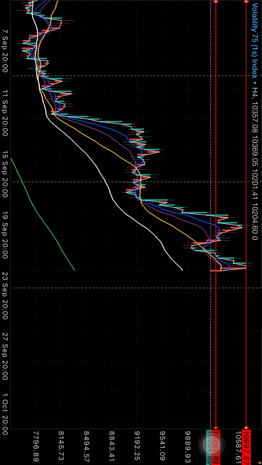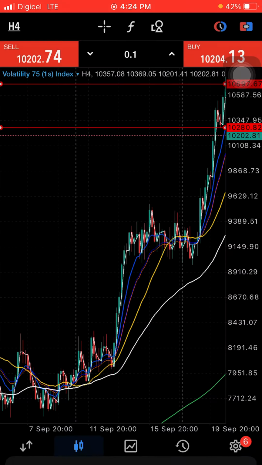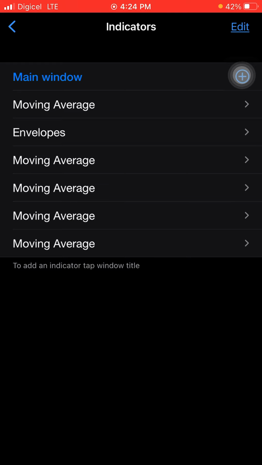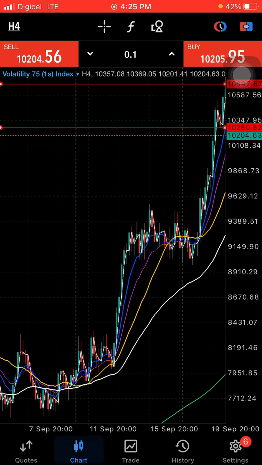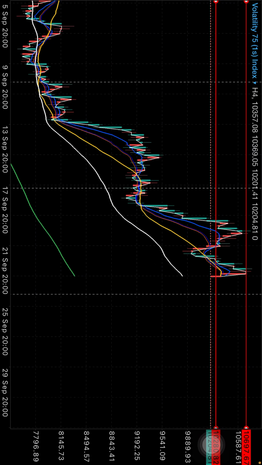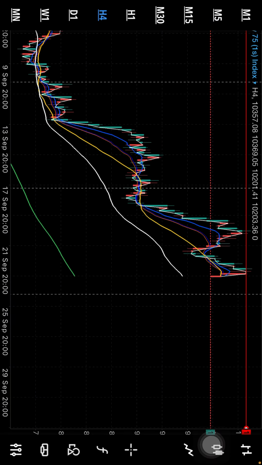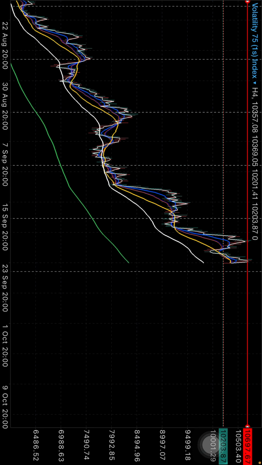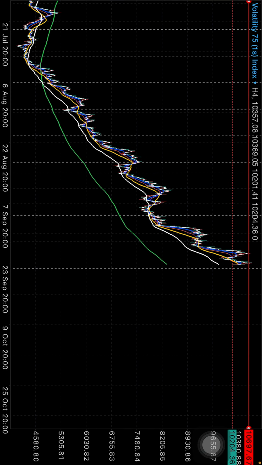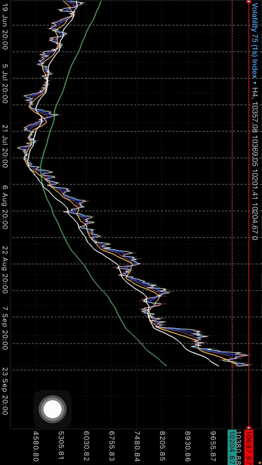My chart is not looking good. Moving averages are on my chart. I'll just let this stay. I think I can work among these. Okay, this is a trend reversal. This is going to switch from an uptrend to a downtrend. This is now a downtrend.